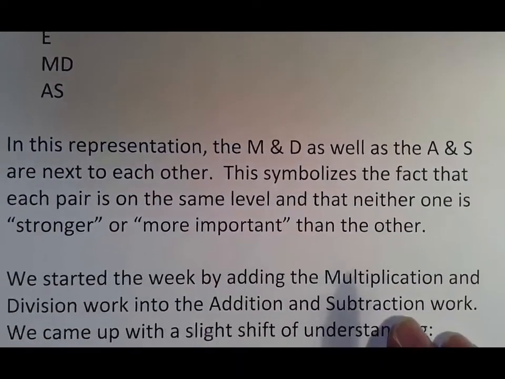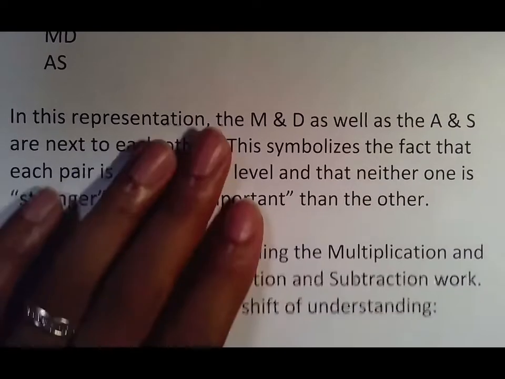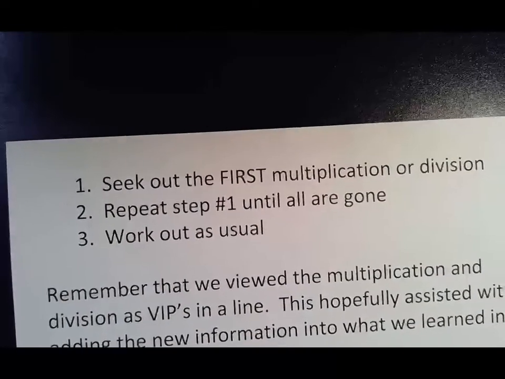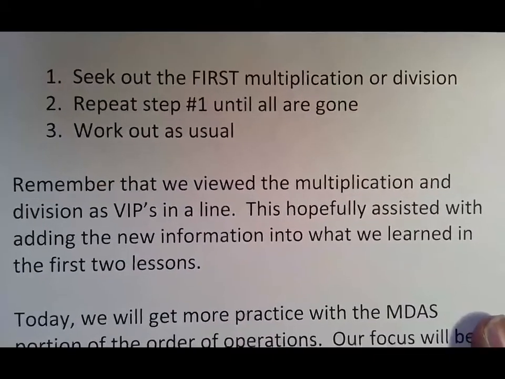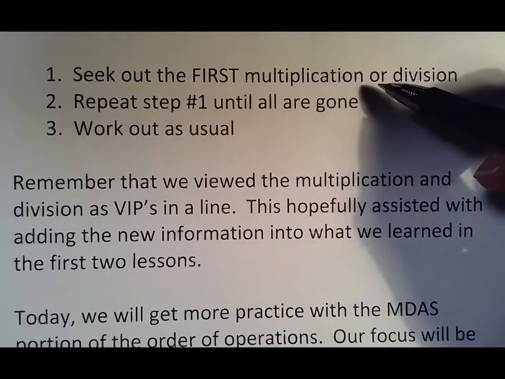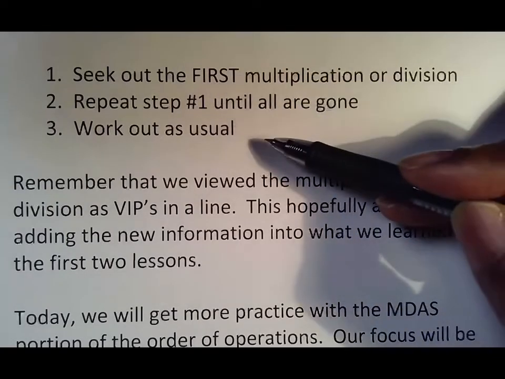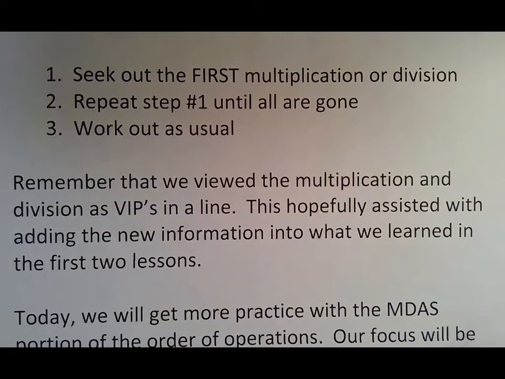All right, so we started the week by adding the multiplication and division work into our addition subtraction work. We came up with a slight shift of understanding. If you have not written this already, make sure you jot it down. But again, it's a basic 3-step thing you can use to memorize what's going on. The first thing you want to do is seek out your first multiplication or division in line. And then step 2 says go back and look for the first multiplication or division in line and keep doing that until your multiplication division is gone, and then work it out like we did last week, which is front to back. Remember that we viewed multiplication and division as VIPs.